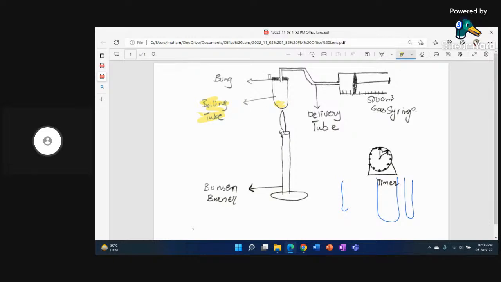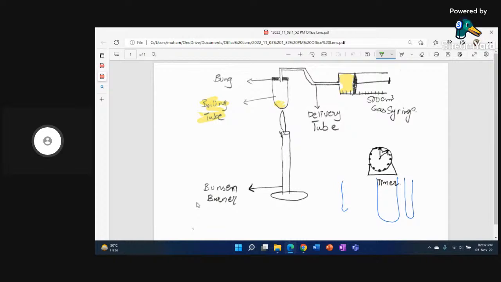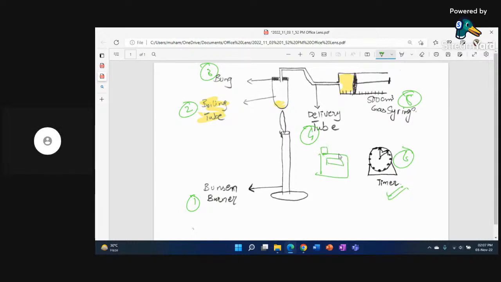So you use a boiling tube, add a bung on top of it so that the gas does not escape. You use a delivery tube, and the delivery tube will come into the gas jar, and over here the gas will be collected. Now you have to label this experiment too, because as it says in the question, label each piece of apparatus used. So you label that you have a Bunsen burner, a boiling tube, a bung on it, a delivery tube, a gas jar, and a timer. As you have to measure the rate of the reaction, a timer is a must. You either have a timer or a stopwatch over here, and you write stopwatch.